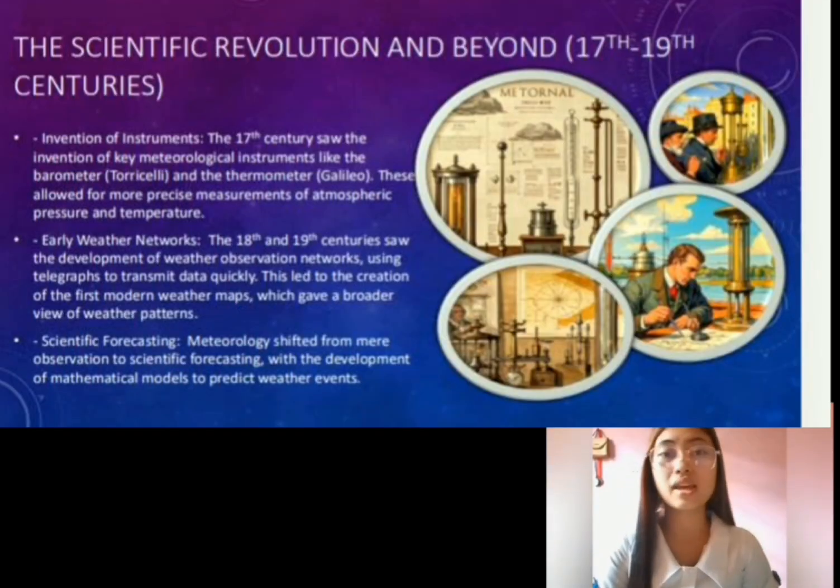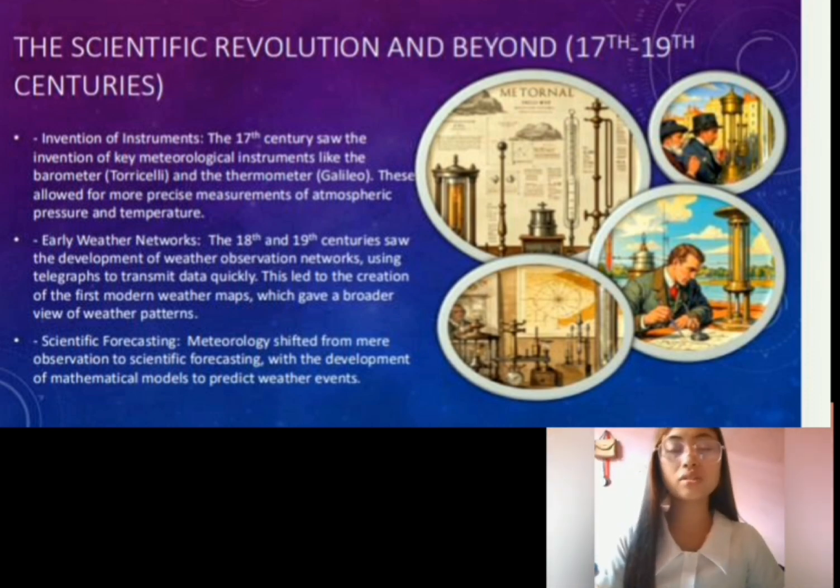Early scientific societies: the formation of scientific societies, like the Royal Society in England, fostered collaboration and the dissemination of scientific knowledge, leading to more systematic weather observations and data collection. Benjamin Franklin's work on the Gulf Stream and the use of kites to study atmospheric electricity significantly advanced meteorological understanding. He also advocated for a network of weather observers across the American colonies.